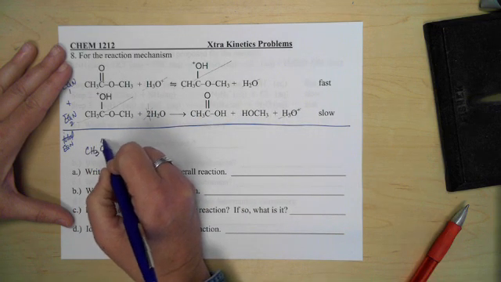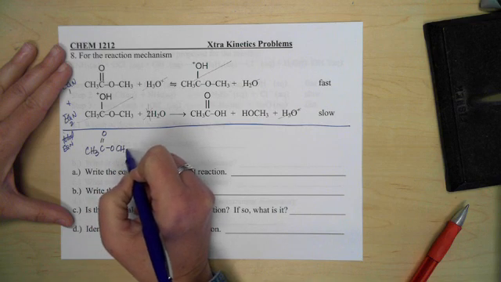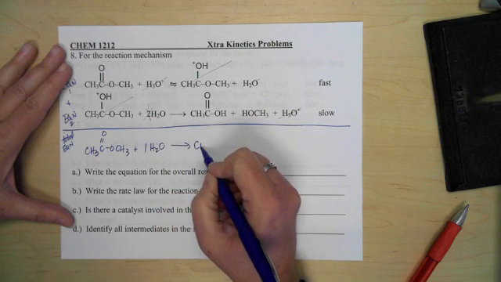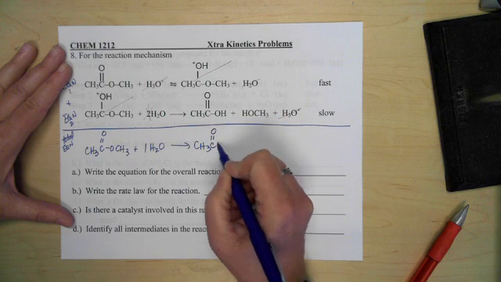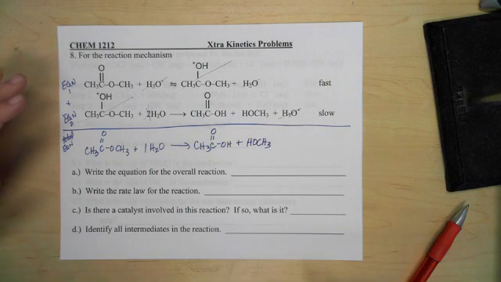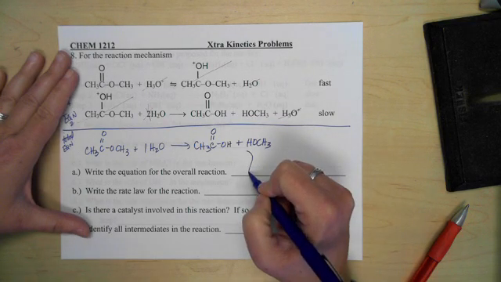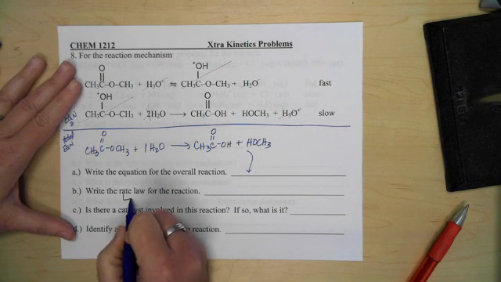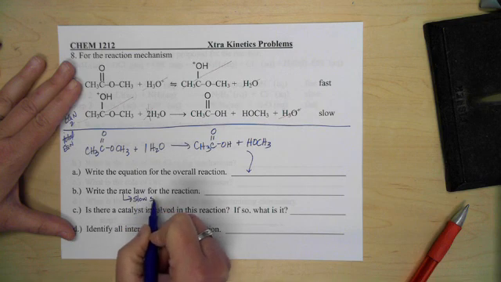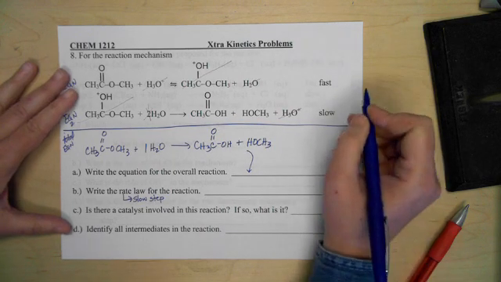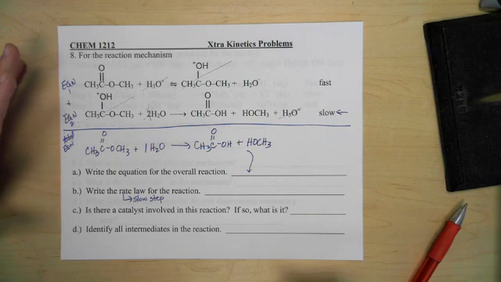So we're going to start with CH3C double bond O OCH3 plus 1 water yields CH3C double bond O OH plus HOCH3. Okay, so this will be the equation for the overall reaction. Since I've written it once, I'm not going to rewrite it there. Now, when I write the rate law, it is from the slow step. The slow step determines how fast or how slow the reaction is going to go. So, we identify our slow step, and since it's an elementary step, that means everything that's reacting appears in it.